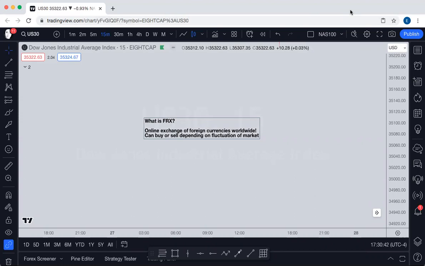So what is FRX, you guys? It is the online exchange of foreign currencies worldwide. And the way it works is you can buy or sell in the market depending on the fluctuation, right? So it's not like stocks where you dollar cost average. The stock falls, you put in some, and then it goes back up, right? Essentially, that's not really how we do that here. We are able to buy and or sell depending on what the market is telling us.